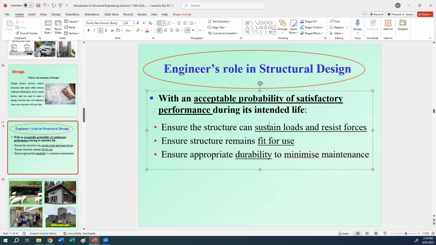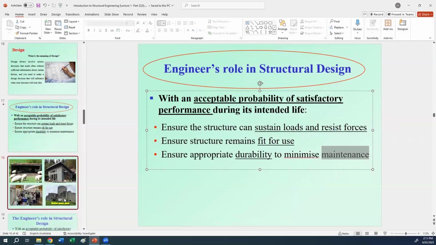Okay, so we need to make sure that the structure will stay safe during its life to resist the load, and also that there is no damage, no partial damage, so that it is fit for use for people who use or access the building. And also we need to make sure that the structure is durable, so we don't need to spend or do some costly maintenance during the life cycle or the design life of the building. So this is our role, to make sure about these three points.